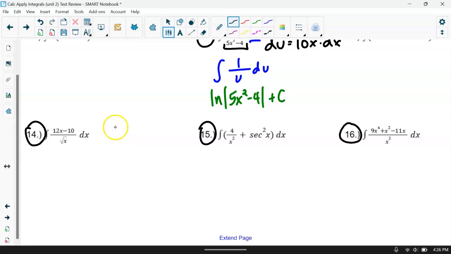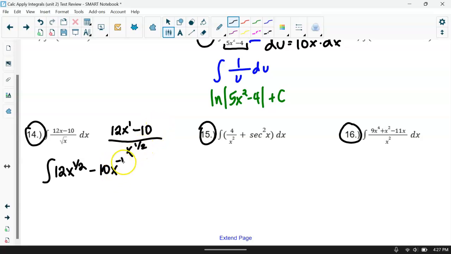Now, number 14 is not u substitution, because notice we're just dividing by this one term here. But this is going back to, if you needed to rewrite it, this is 12x to the first power minus 10. Notice there's no x, so think about it like it's 0 over x to the 1/2. So simplify this, right? We're going to find the integral of 12x to the 1 minus 1/2. Then minus 10, think about it like it's 0 minus 1/2. So x to the -1/2. We're going to find the integral here. So then just like before, add 1. So now x has a new exponent of 3/2.